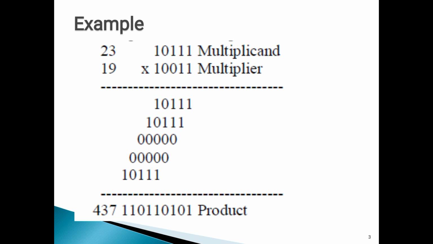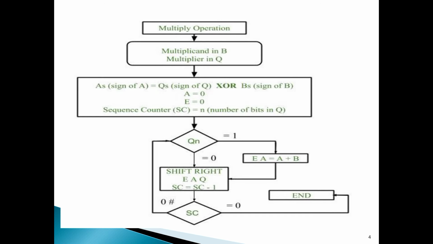Using the flowchart, how can you solve this multiplication operation? Let's look at this flowchart for the multiplication operation. If you are performing any multiplication operation, we need two registers, known as B and Q, B into Q. Here B is the multiplicand and Q is the multiplier.